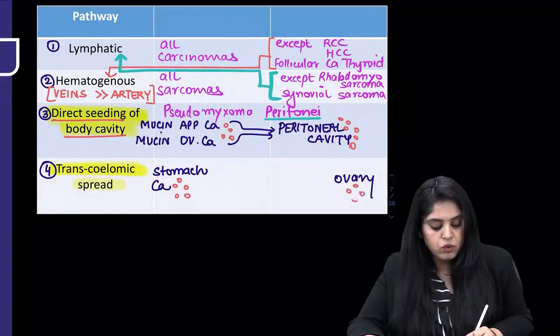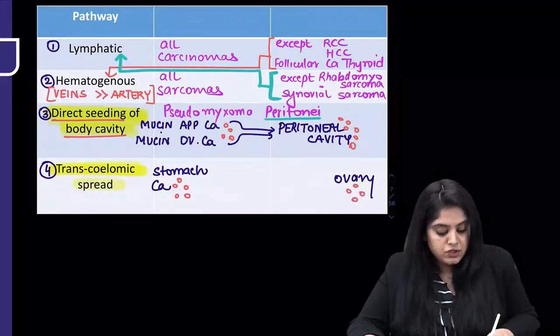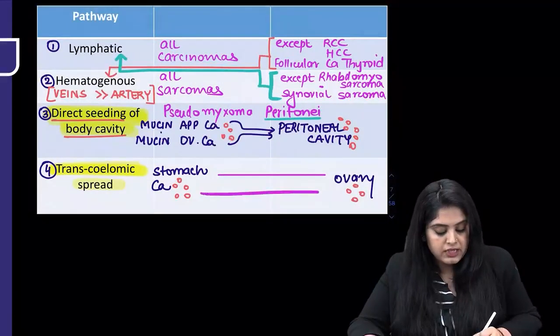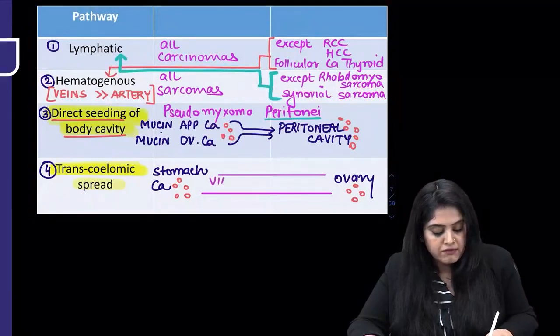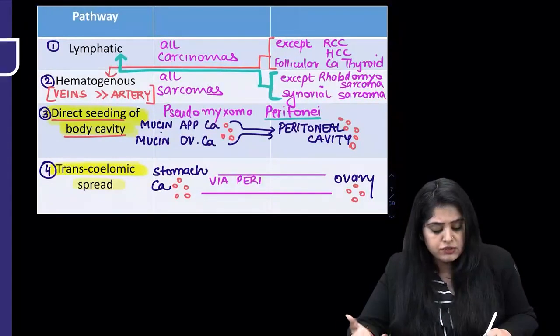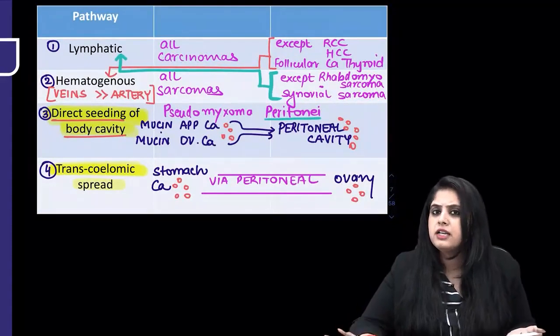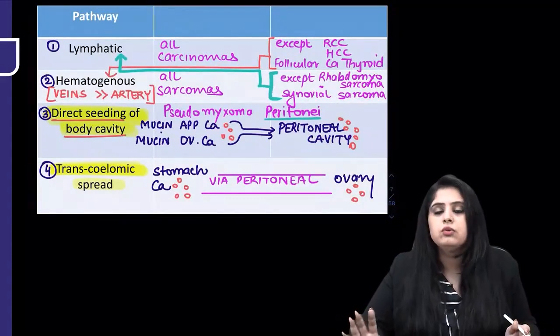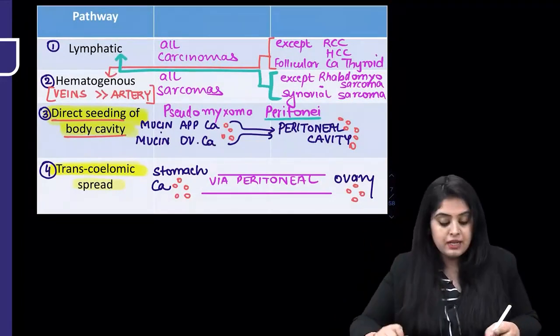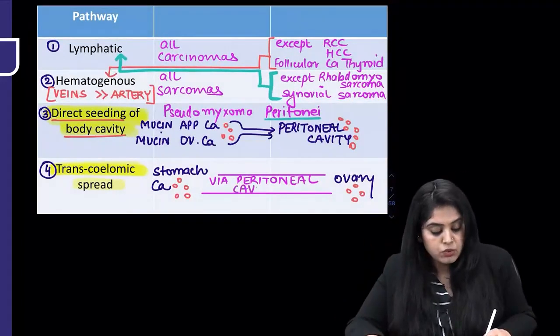Ultimately, we have to go to the ovary. How should we go? They will just go via the body cavity, meaning they have gone via the peritoneal cavity. Just a road trip where the road is being used. Have they spent any one night on the road? Have they sat on the road? No, they are just using the road to reach where? Via the body cavity, they want to go to the ovary.